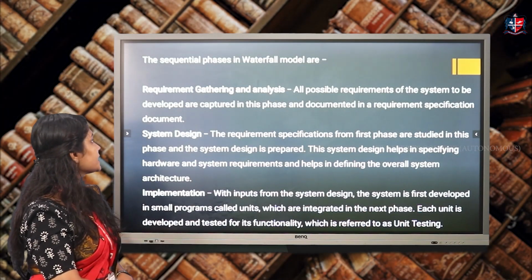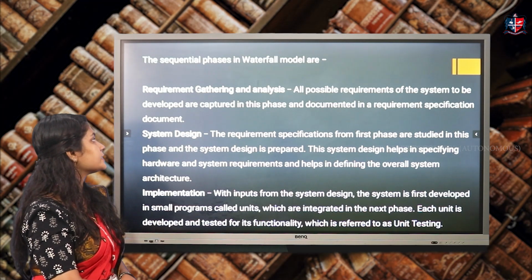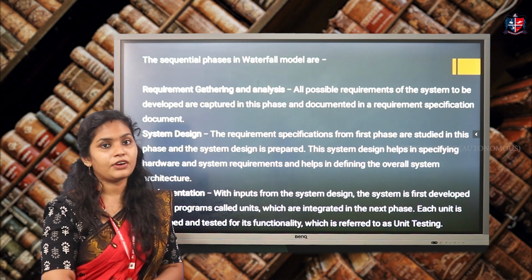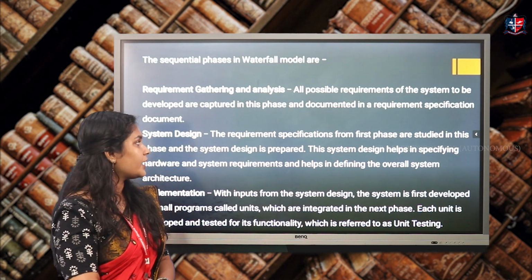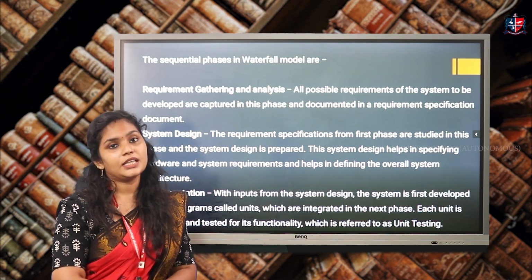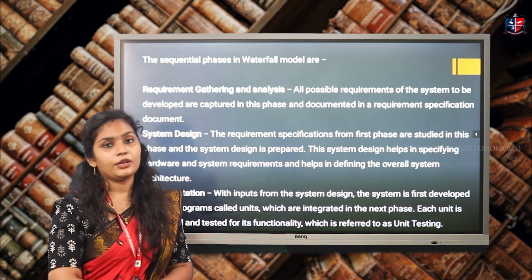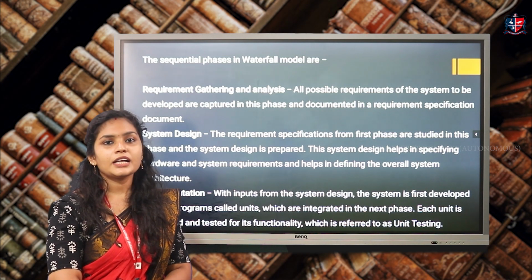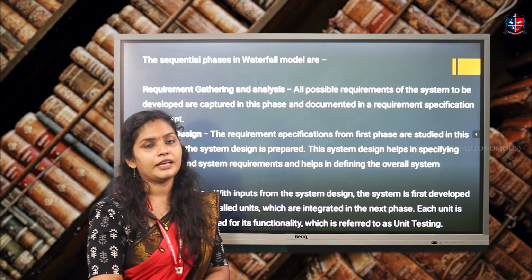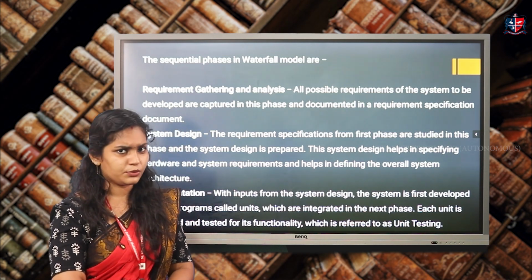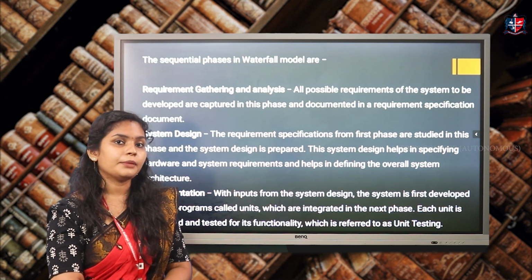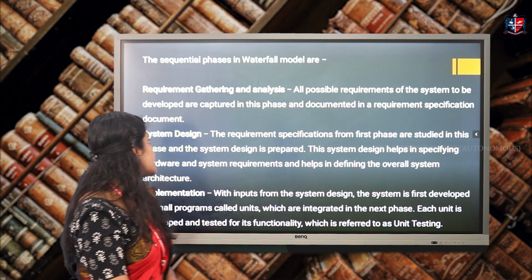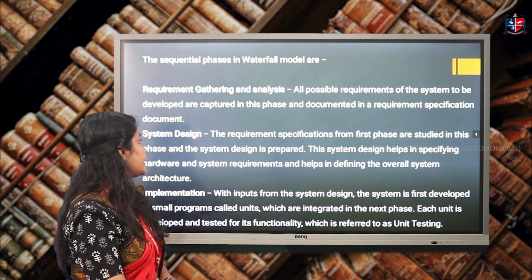So the first phase is requirement gathering and analysis. Requirement gathering and analysis is the first phase in the waterfall model. In this phase, the developer will fetch the requirements from the end users and also specify the requirements. There are different requirements from the user. So fetch the requirements, and based on those requirements, the developer will develop the model.